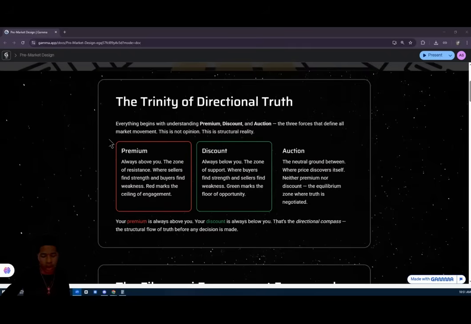Cool. Now, auction is the fairgrounds, everything in between. Buyers nor sellers have control, right? This is your directional compass. This is your direction model. This is everything that's showing you where and when the buyers start to take control and how to use that to your advantage.